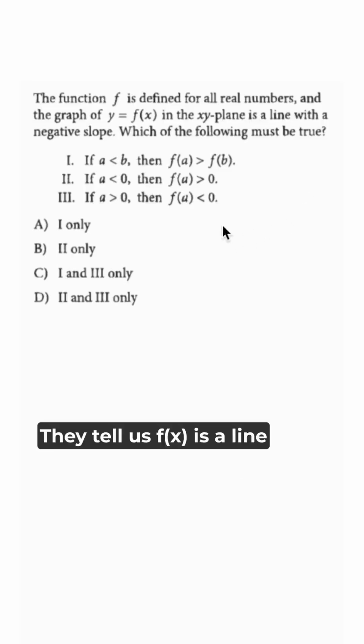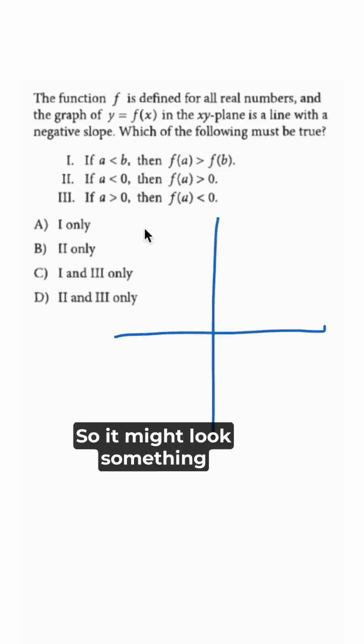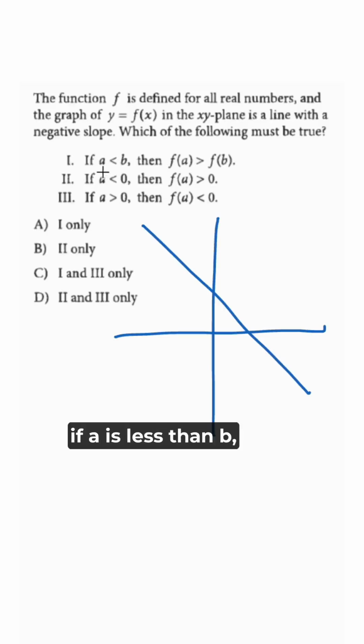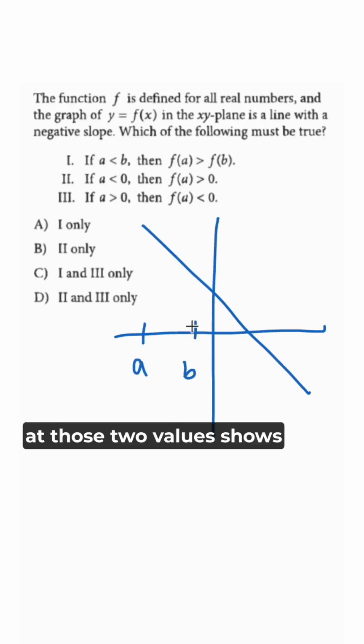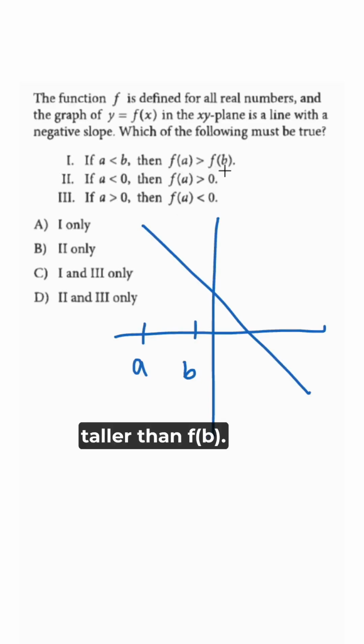They tell us f of x is a line with a negative slope, so it might look something like this. So the first one, if a is less than b, is f of a going to be greater than f of b? Sure, because if this is a and this is b, the height of the function at those two values shows you that f of a has to be bigger, in other words, taller than f of b. So one works.